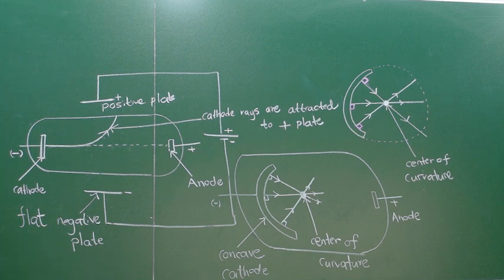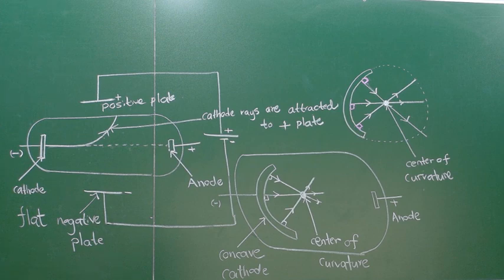You can draw the concave cathode, then the center of curvature and the anode. So, this was the last experiment to investigate the properties of cathode rays. There are 5 experiments done by Thomson to investigate this. Number 1: cathode rays travel in a straight line path.